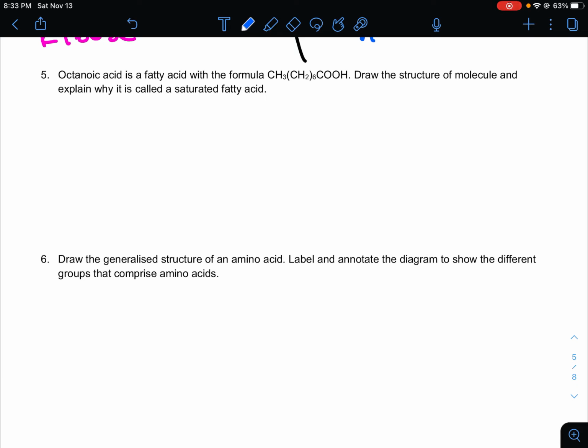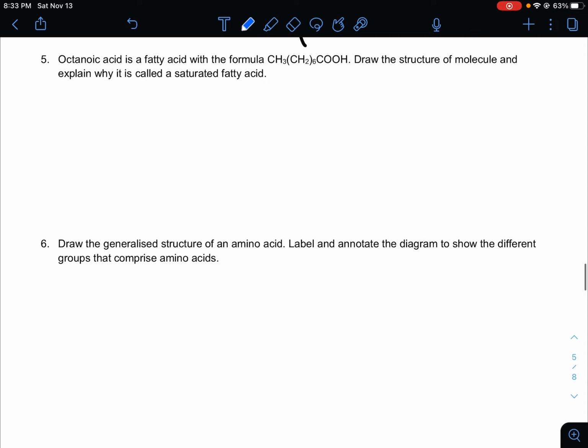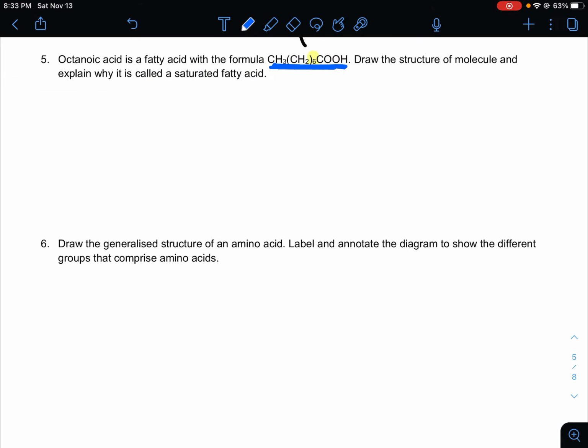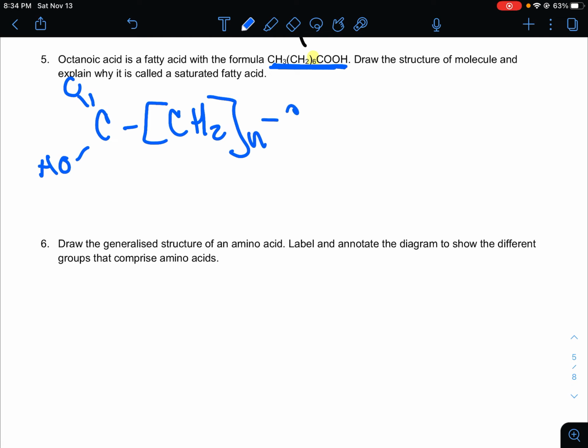So for this one, it's basically telling you the chemical formula of a fatty acid, and it's giving you that variable that we were talking about. So instead of writing it as this with the variable n and then the CH3, with this n you would just have the 6.